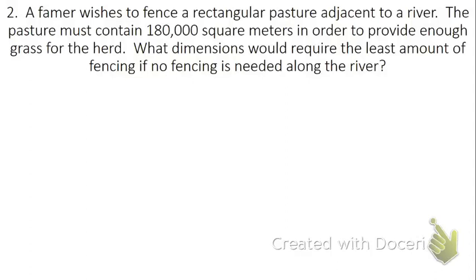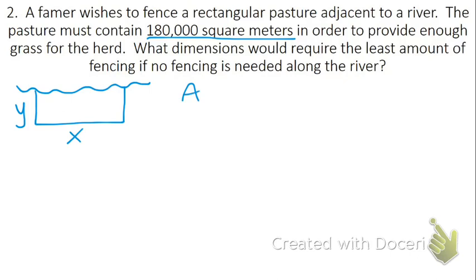We're going to continue with our examples on optimization. This problem is similar to number 1, but instead in this problem we're trying to find the least amount of fencing instead of the maximum area. It says that we are enclosing a pasture against a river, and we want it to contain 180,000 square meters. That tells me that's the area. If I label this Y and X, we know that the area is going to be X and Y, which is 180,000. It wants me to figure out the least amount of fencing to go around the area needed.